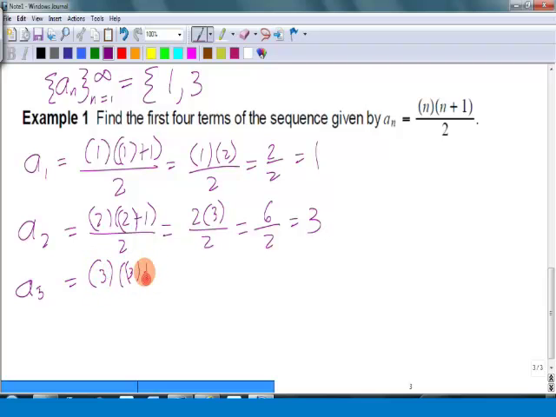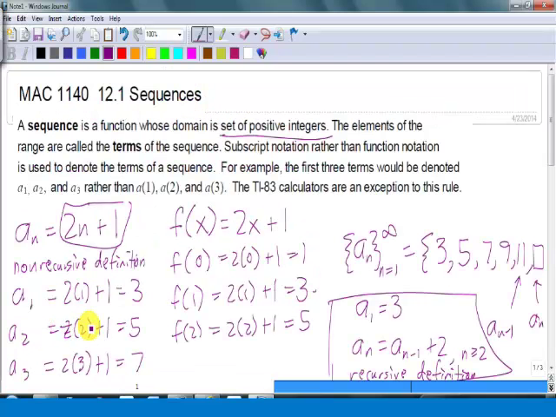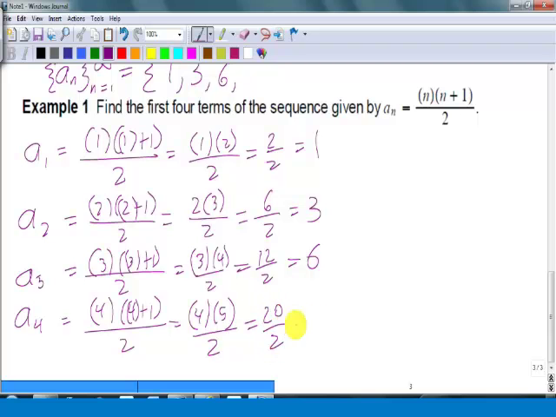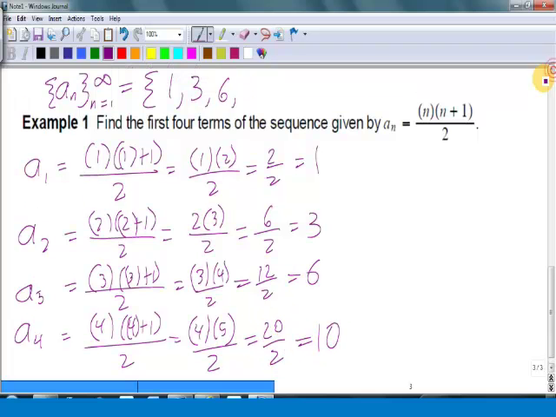3 times 3 plus 1 all over 2. That's 3 times 4 divided by 2, 12 over 2 equals 6. What's the next term going to be? It's going to be 4 times whatever 4 plus 1 is over 2. That's 4 times 5 over 2. And that's 20 over 2, which is, were you thinking 10? 10 for the next term?